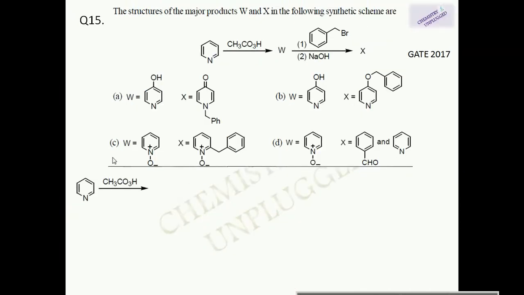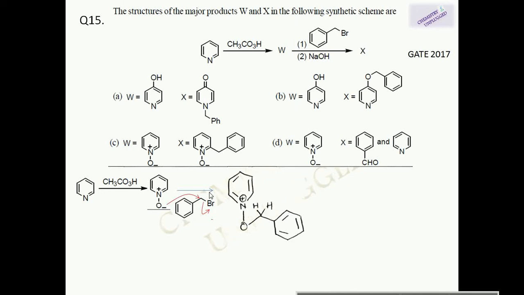In this reaction, pyridine is attacked by a peracid. So it will convert into pyridine N-oxide. And in the next step, we are using benzyl bromide. So this electron-rich oxygen will attack on this carbon atom. This bromide, Br minus, is removed from the compound. So we have this compound.